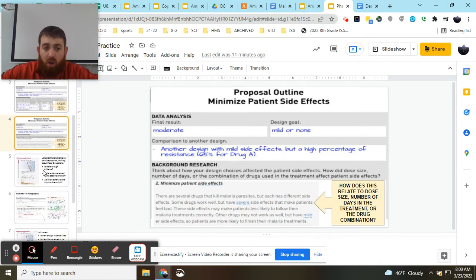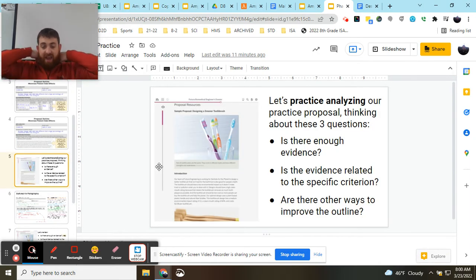Now we have read an article where they've taken those ideas, those outlines, and they've written a design proposal for this toothbrush example. And we're going to use that toothbrush article as a way of practicing and analyzing how well they wrote their proposal. So as we break it down here, we're going to look at three important questions. Number one, did they use enough evidence in their write-up, in their proposal? Is the evidence related to the specific criteria? And are there other ways to improve the outline?